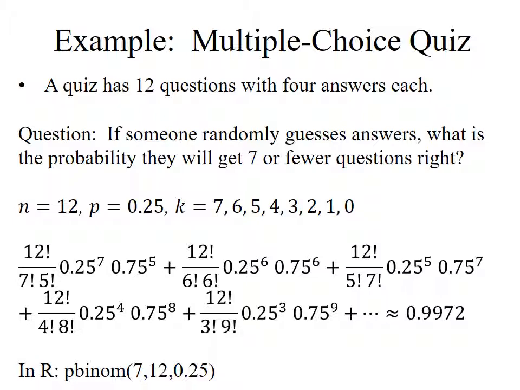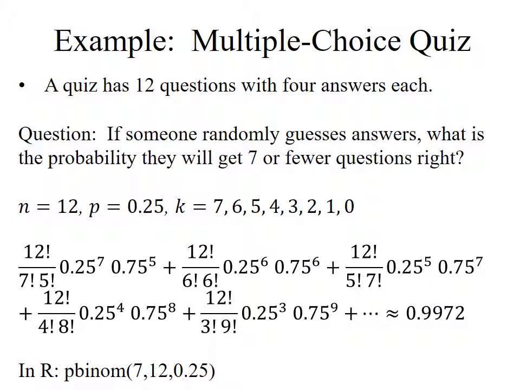And then I have to add 12 factorial over 6 factorial 6 factorial, 0.25 to the 6th, 0.75 to the 6th. That's the probability of getting exactly 6 questions right. To that, I add 12 factorial over 5 factorial 7 factorial, 0.25 to the 5th times 0.75 to the 7th. That's the probability of getting 5 questions right. And I have to keep going. I have to add that up for 4 and for 3 and for 2 and for 1 and for 0. There's a certain chance you'll get none of the questions right. If I add all of that up, I get 0.9972.